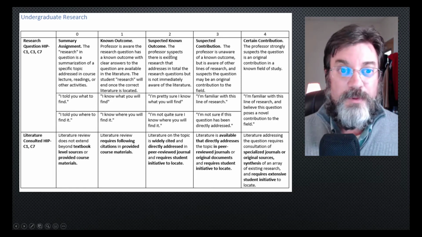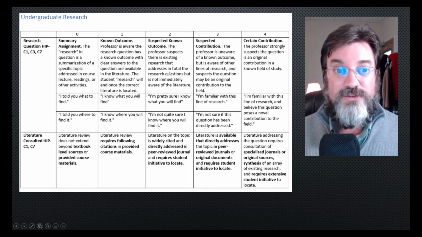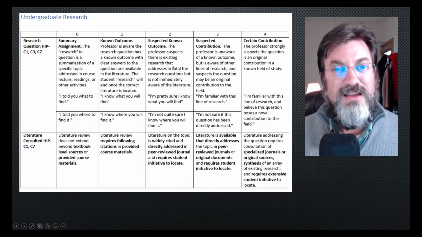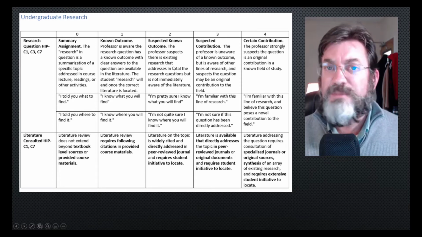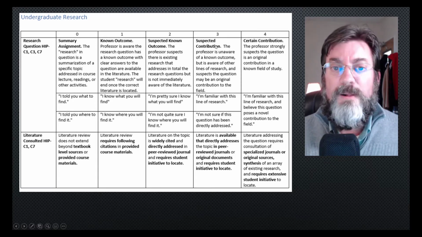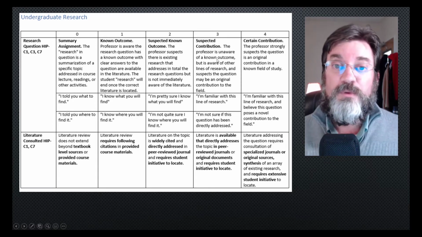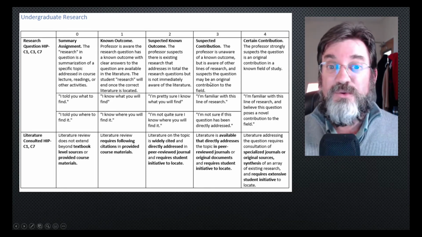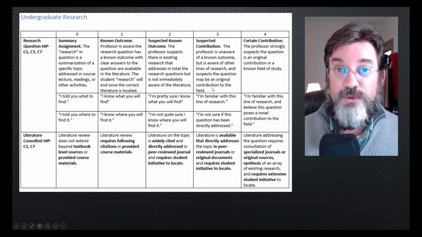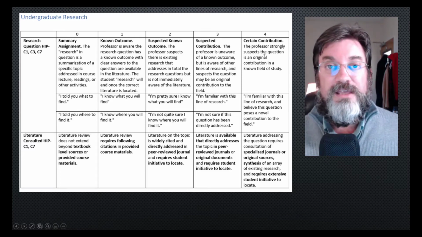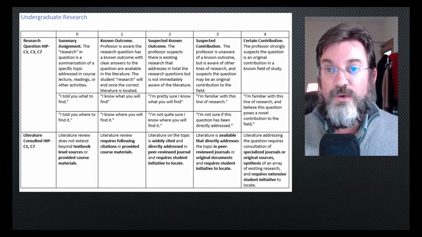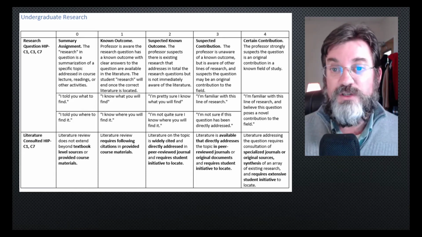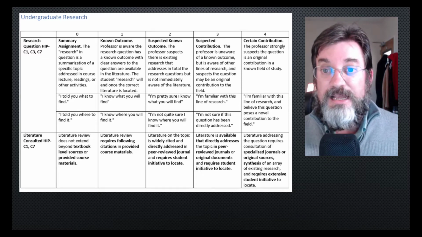Suspected known outcome. The professor suspects there is existing research that addresses in total the research question, but is not immediately aware of the literature. This is kind of, that's an interesting idea. I think people have studied it, but I'm not exactly sure where. Suspected contribution. The professor is unaware of a known outcome, but is aware of other lines of research and suspects the question may be an original contribution to the field. And then finally, the hippest of this category, level 4, certain contribution. The professor strongly suspects the question is an original contribution in a known field of study.